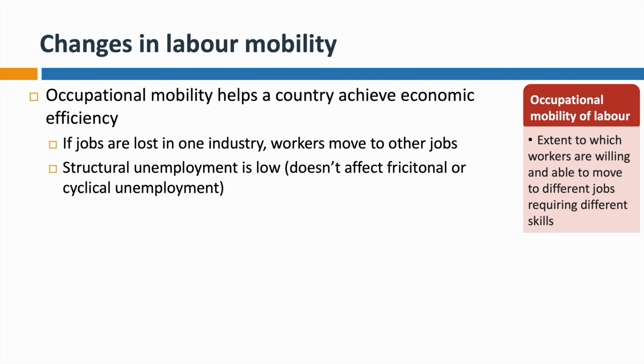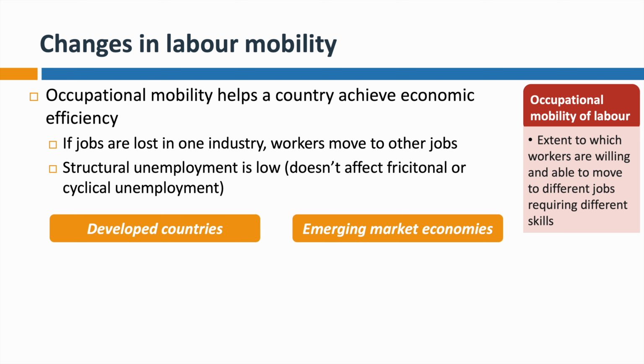Structural unemployment is the hardest to get rid of. It's happening because one industry is becoming obsolete, and people have to requalify and find new jobs. So if our workers in general are flexible, they have occupational mobility, our structural unemployment as a government is going to be low. This will help us achieve economic efficiency.